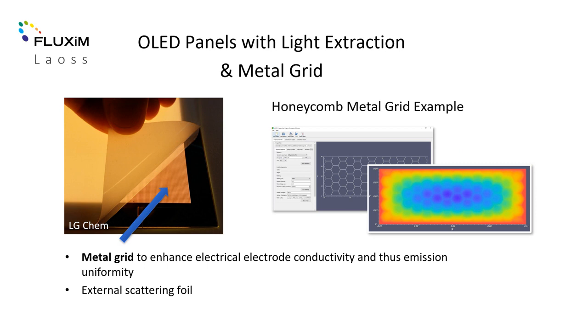When you take a closer look at the panel and remove the scattering foil on top, you can see a fine metal grid. This metal grid is necessary to achieve a uniform emission of the panel. One example of such a metal grid is a honeycomb-like structure, shown on the right-hand side. This grid is readily available in Laoss as a predefined geometry. We are going to use this in the following examples.